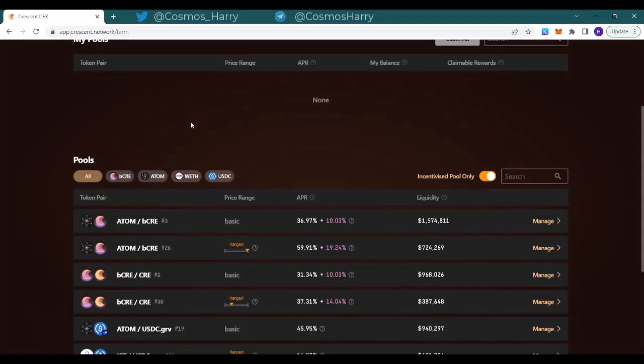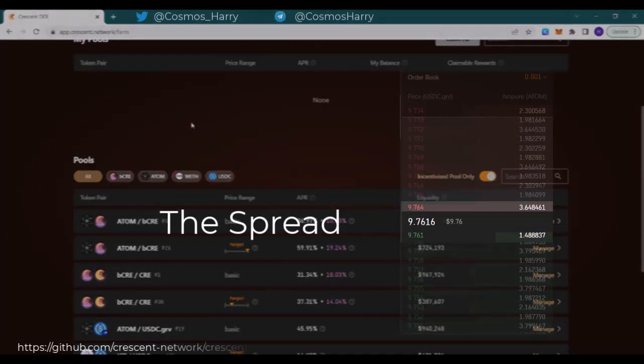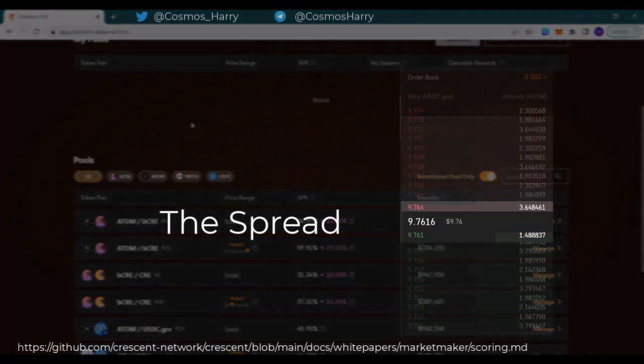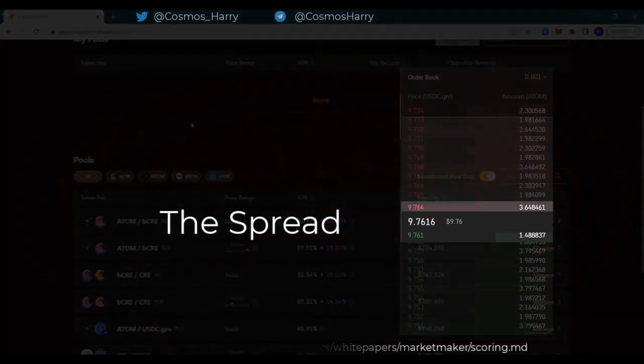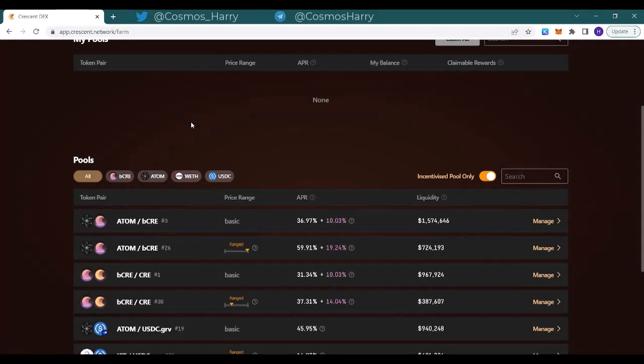So another solution that Crescent is coming up with in the latest upgrade, version 3.0, to increase the liquidity is having traditional market makers. The difference between the highest bid and the lowest ask is called the spread. The role of market makers is to constantly buy and sell to reduce this spread and offer very low slippage while making profit. So at Crescent, market makers are coming live in about 2 months for some major assets like Atom, ETH, Wrapped BTC, and USDC.